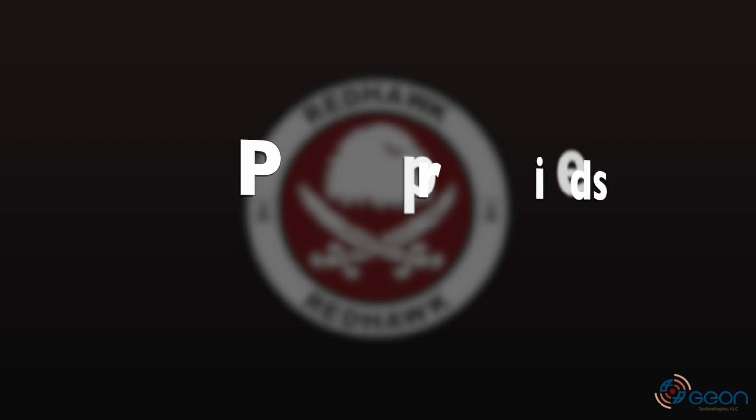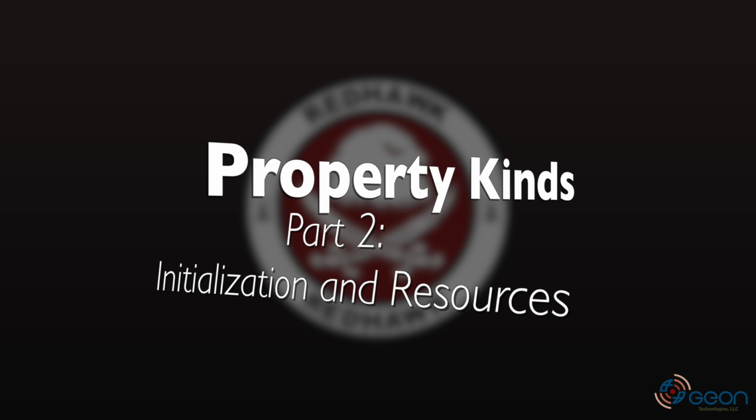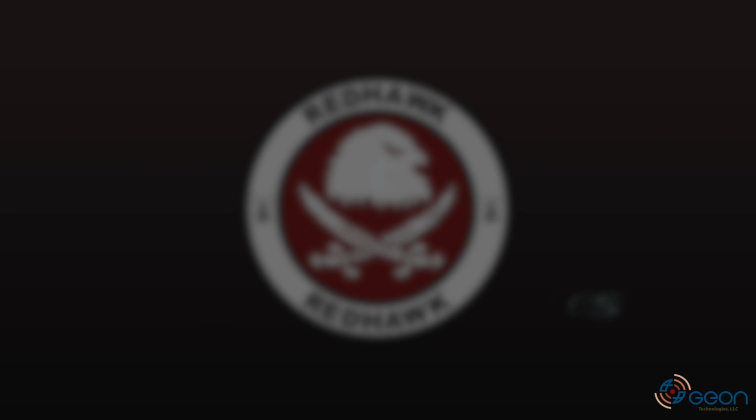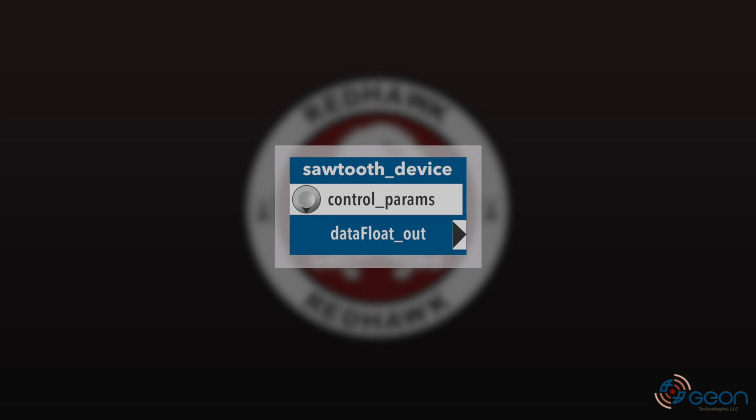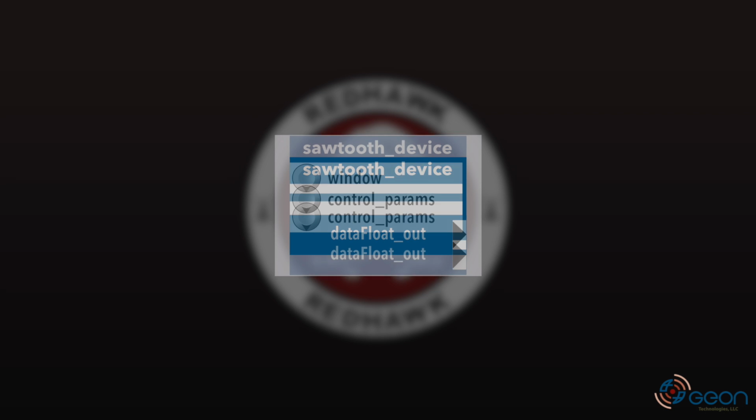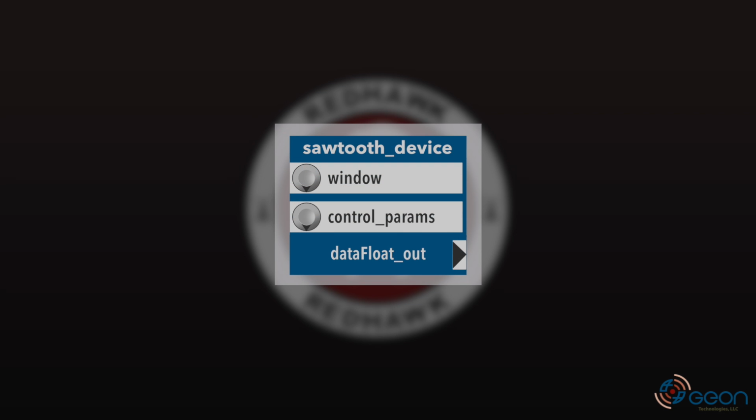Hello, I'm Thomas of Geon Technologies, and welcome to the second part of the Property Kinds series covering initialization and resources. As a reminder, at the end of part 1, we had our very simple device that could be reconfigured on the fly with new amplitude and frequency using its control params property. It would then generate a set of samples based on its predefined sample frequency and return a number of them in a sliding window.